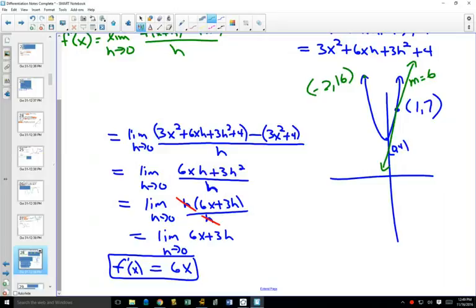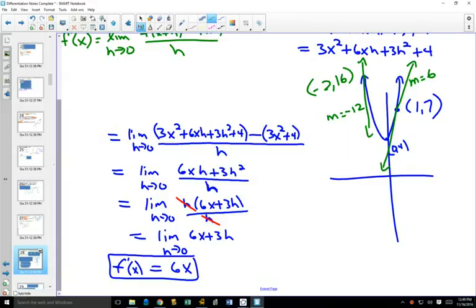At -2, comma 16, the slope of this line, if I plug in -2 for x, the slope is going to be -12. So your definition of a derivative, Newton's quotient, is called a gradient function because it's a function to find all the slopes.